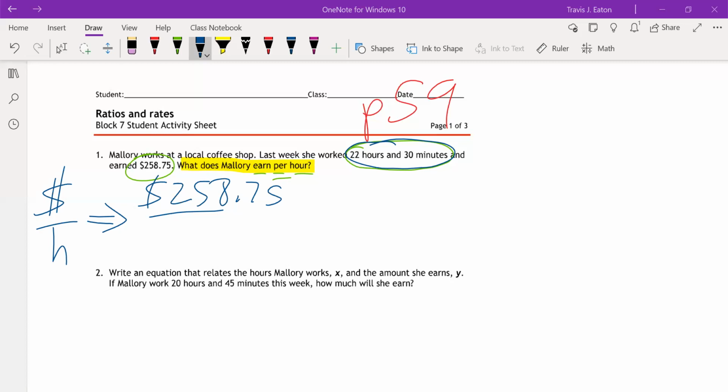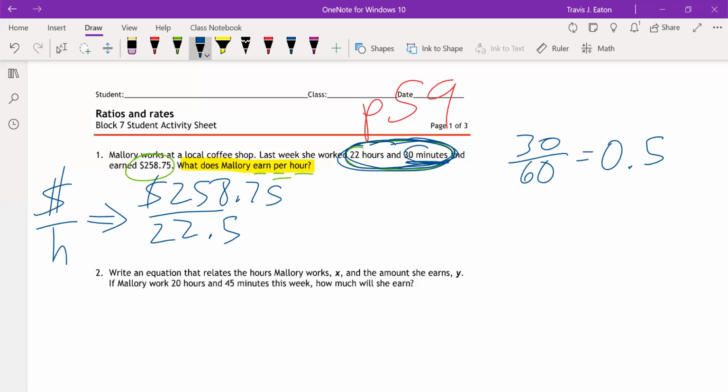Okay. Well, 22 hours, 30 minutes. So you have to ask yourself, how many minutes are in an hour, right? Because we're looking at 30 minutes out of an hour. So if you have 30 minutes out of 60 minutes, because there are 60 minutes in an hour, then 30 divided by 60 is 1/2 or 0.5. So if you have 22 hours, 30 minutes, then you have 22 hours and a half an hour, 22.5 hours, right?